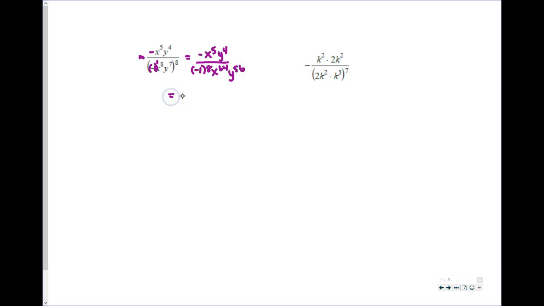When we simplify this, I realize that -1 to the 8th is just a +1. If you ever have a -1 to an even exponent, it's positive. A -1 to an odd exponent is negative, so whenever I see a -1 to an even exponent, I know it's just a +1 and goes away. All right? So on top, I've got -x to the 5th, y to the 4th. Bottom, I've got 64 and 56.